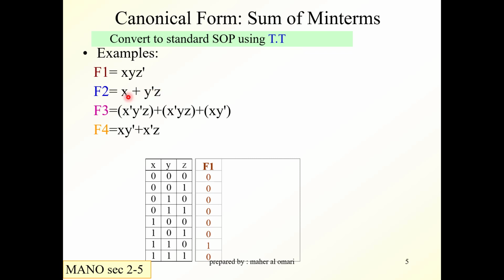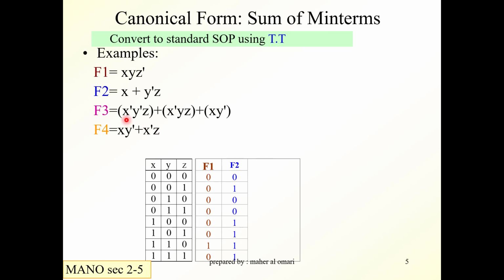Okay, F2 is equal to x or y bar z. Where's F2 equal to 1? When x is equal to 1. Where's x equal to 1? All these places here. And where y is equal to 0, z is equal to 1, which is already here. The rest of the values for F2 are zeros.